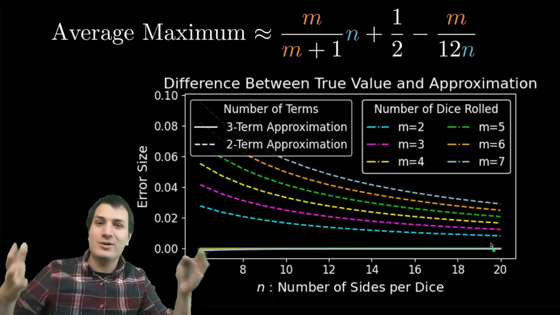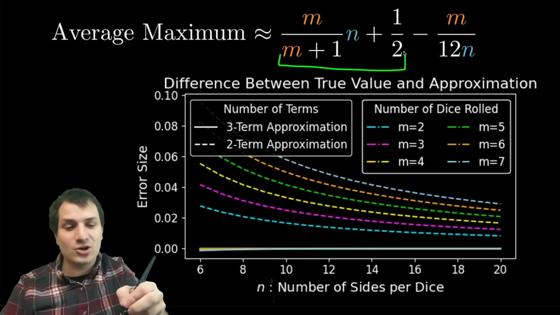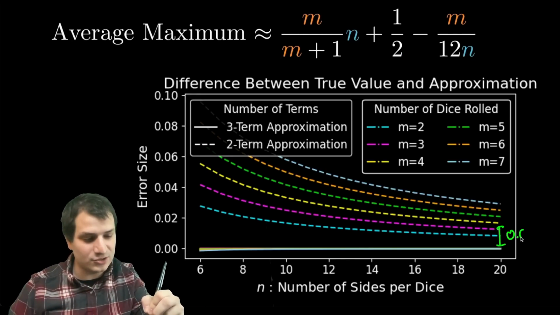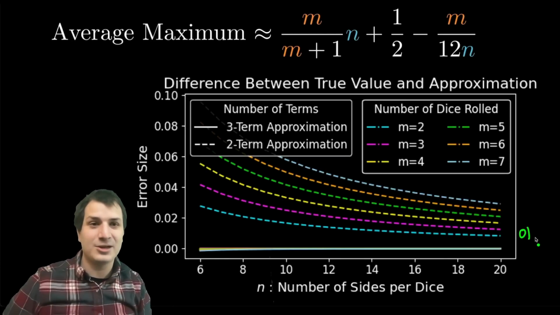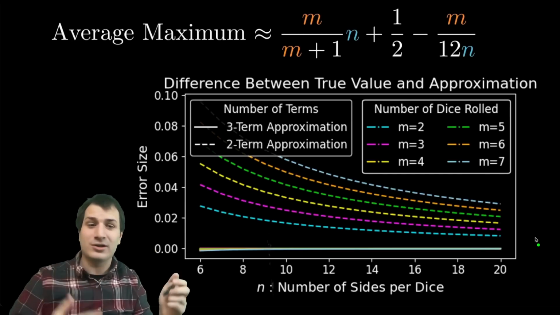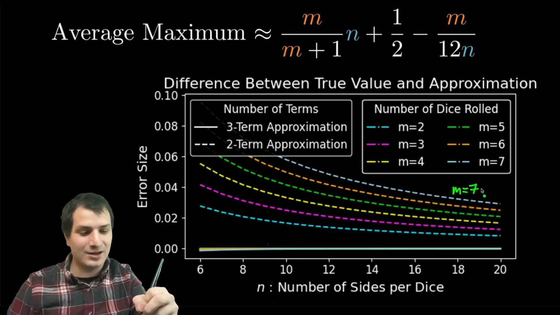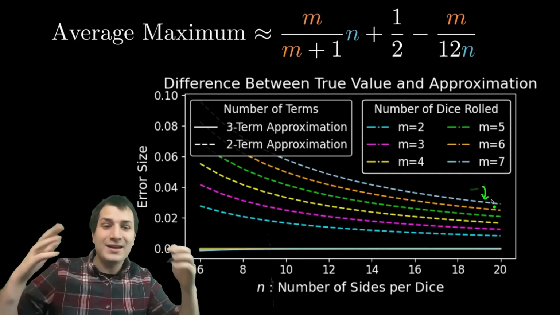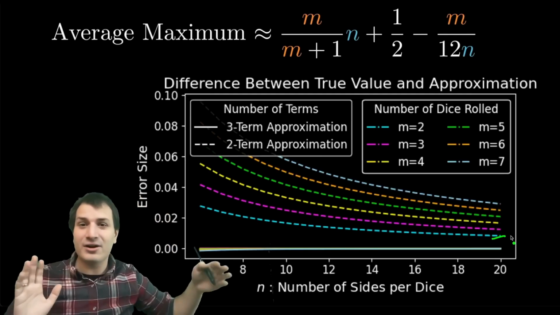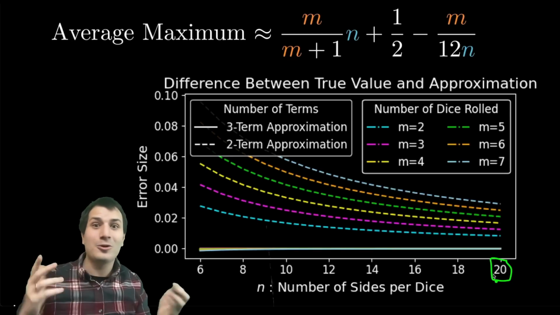As you increase the number of sides on the dice, this formula gets more and more accurate, and the error is going to 0. So for a 20-sided dice, you're off by about 0.01. Pretty good approximation. The thing is, as you roll more and more dice, the errors get worse. So if you roll 7 dice and take the maximum, that's m equals 7 all the way up here, then the error is much bigger. It's like 0.04. So the error is going to 0, but it can be a little bit large even for a 20-sided dice if you roll enough dice.